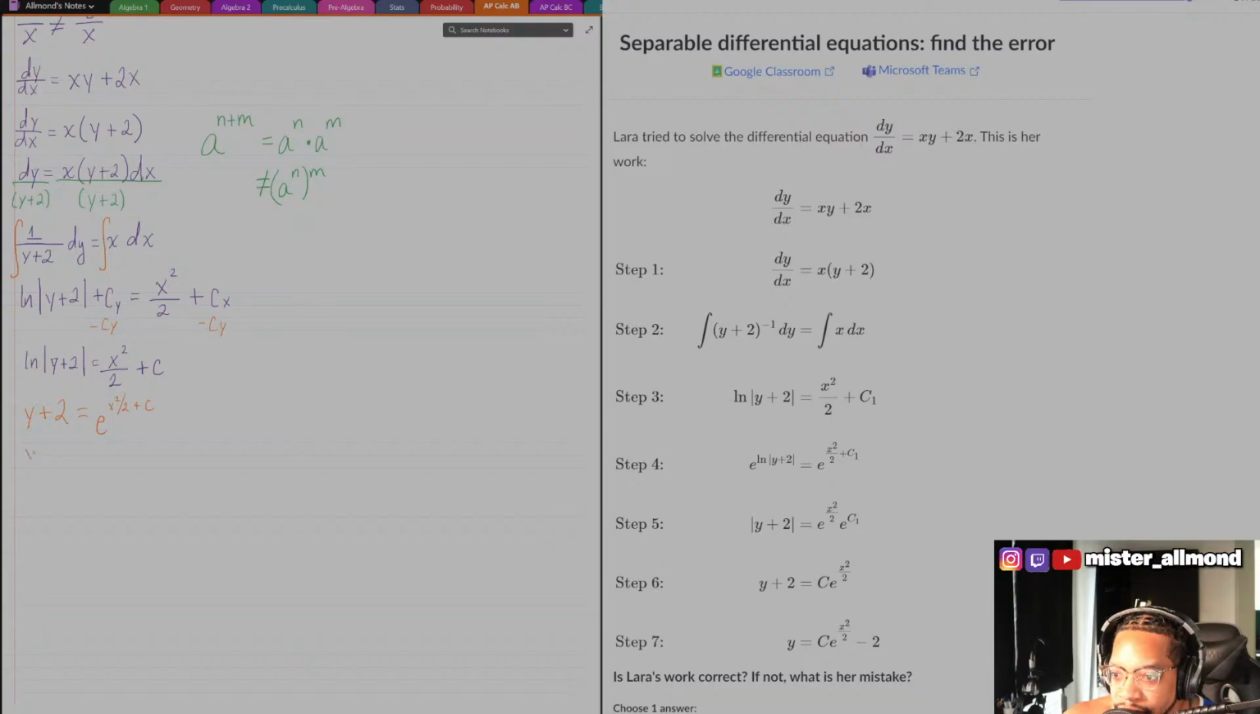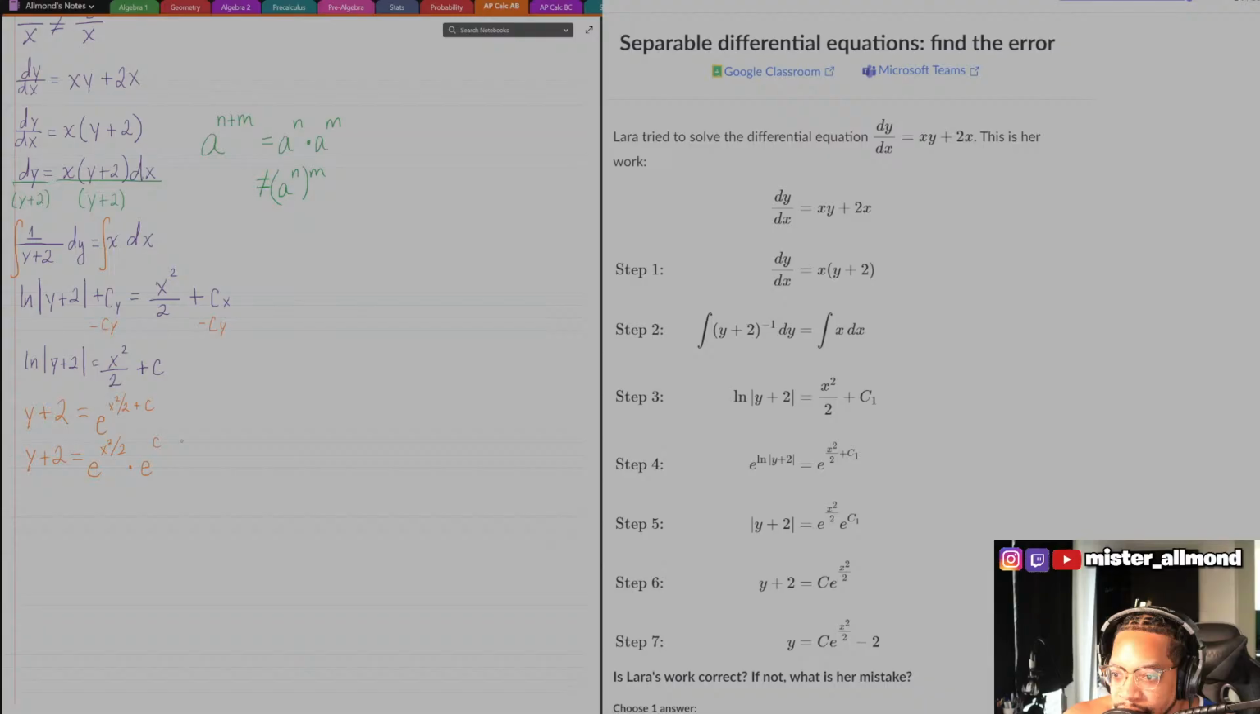So this would really be y plus 2 equals, and then it's going to be what? E to the first term times e to the second term. So that'll look like e to the x squared over 2 times e to the power of c.